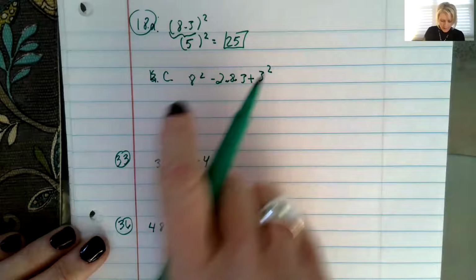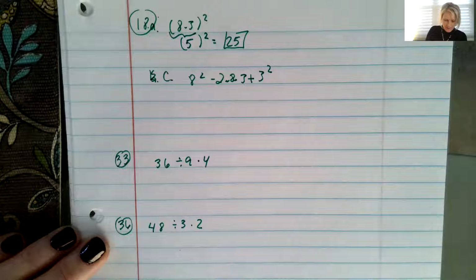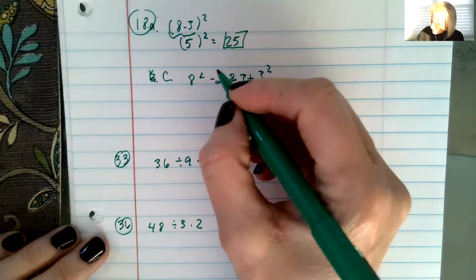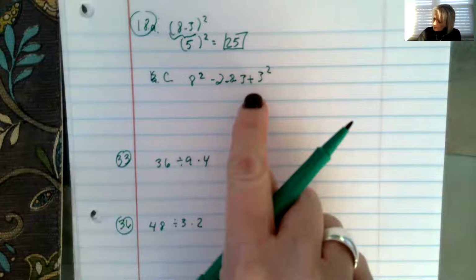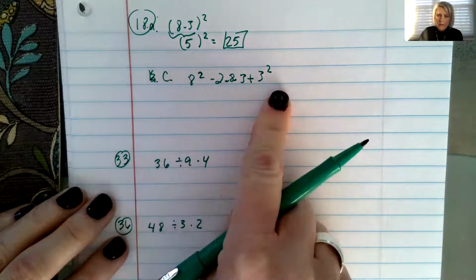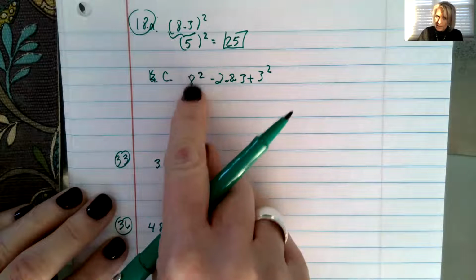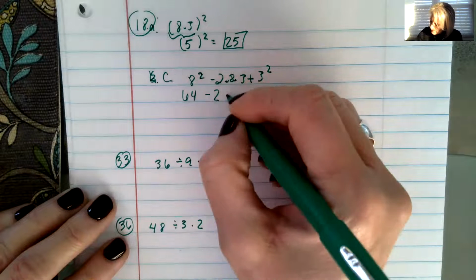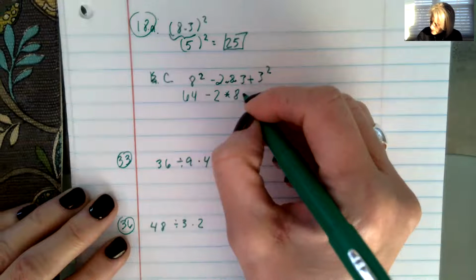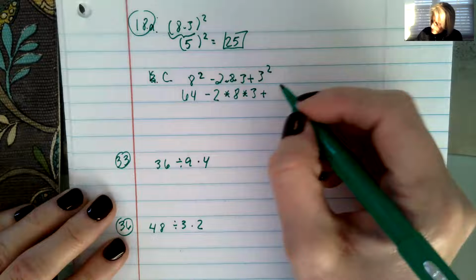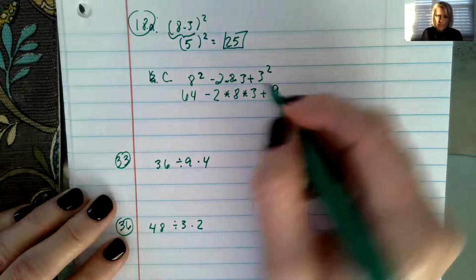And then C, we have a lot of things going on here. So we don't have any parentheses, but we do have some exponents. So I'm just going to rewrite the problem and fill in my value from my exponents. So 8 squared is 8 times 8, which is 64. I'm just going to rewrite this. And the dots are always multiplication. I like to use the asterisk instead. And then 3 squared is 3 times 3, which is 9.